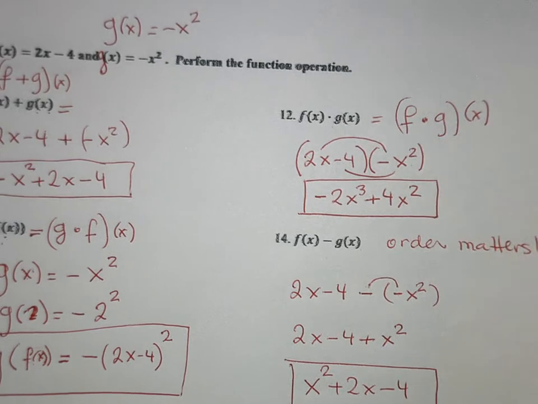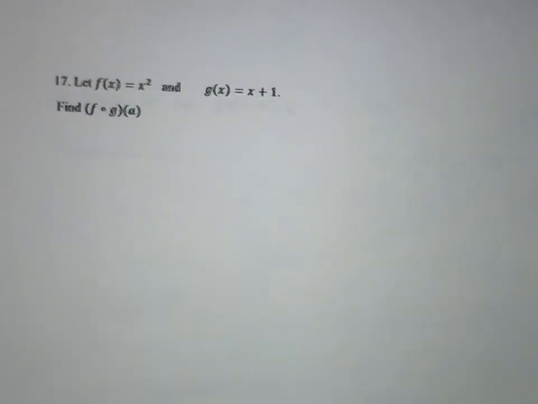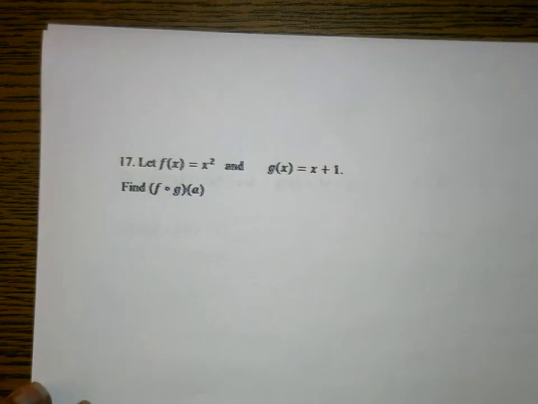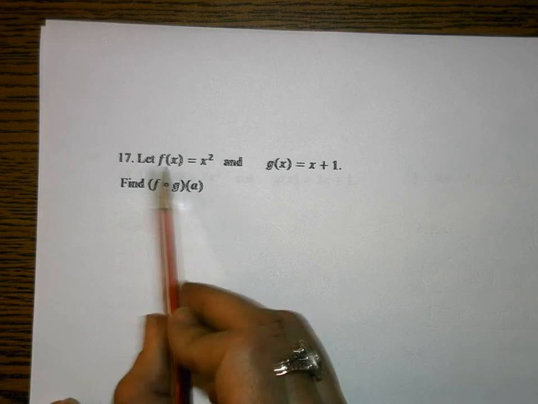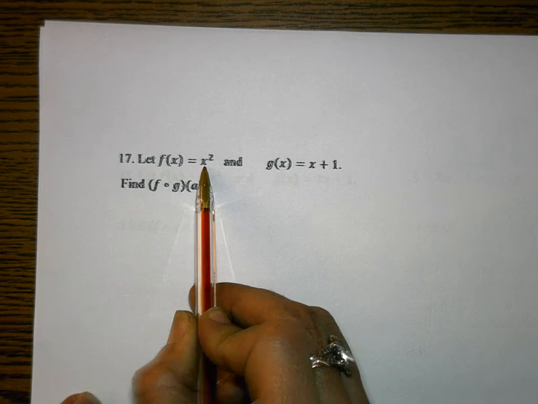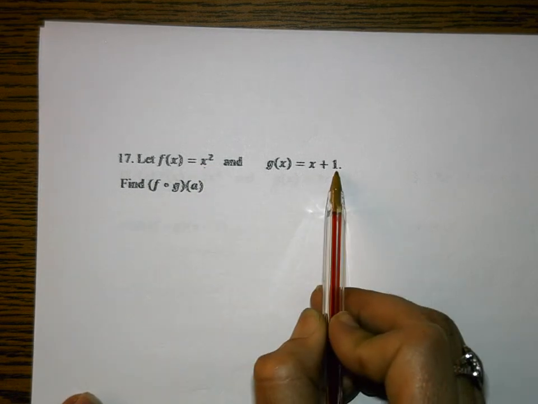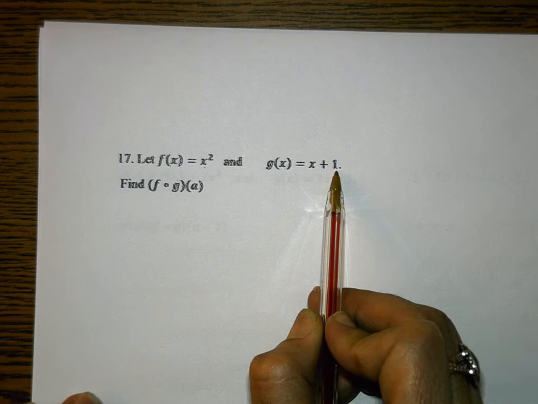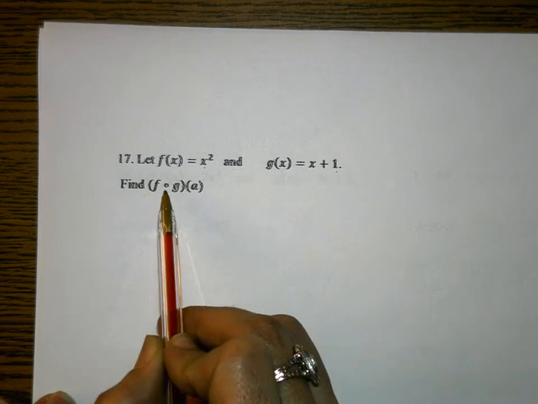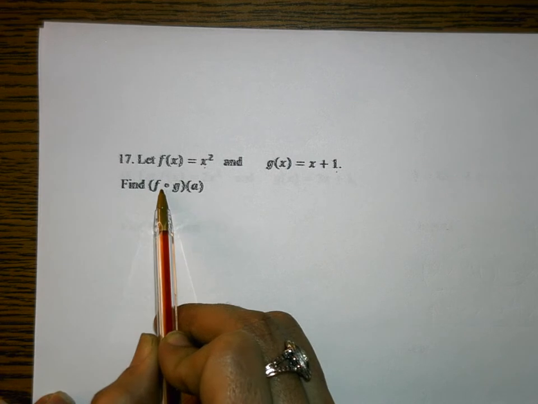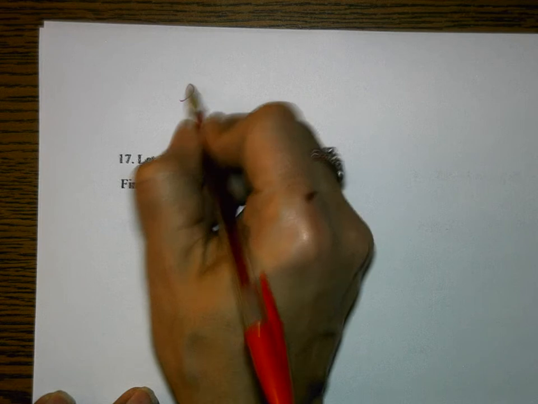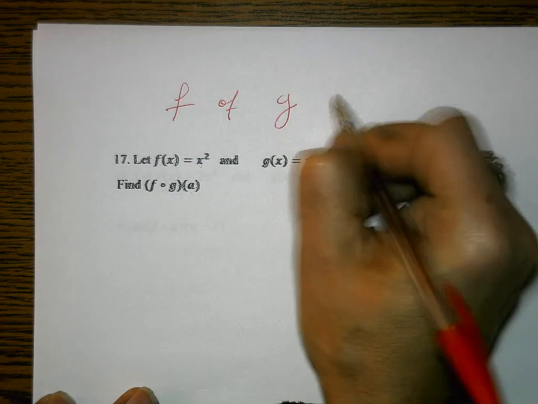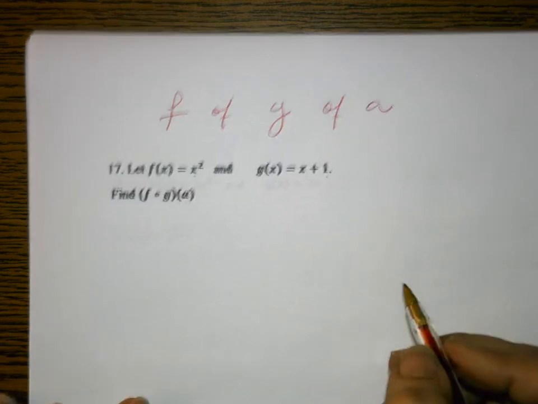Let's do another problem. And that would be number 17. I went to the last two questions because I know they are the most difficult questions. It says, let f of x be x squared, and let g of x be x plus 1. Okay, so I have two separate functions here. They want me to do a composition. I know that because I see this little circle, f of g of a. Okay, so this is saying f of g of a. That's what it reads, okay?